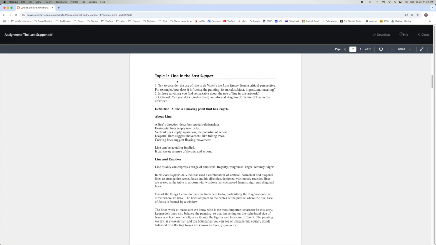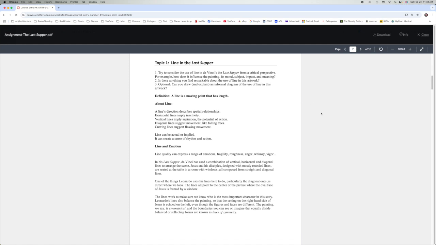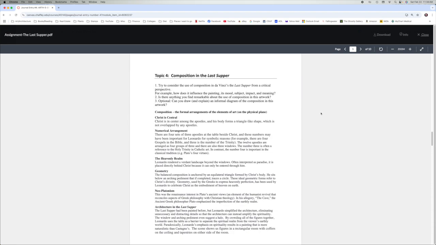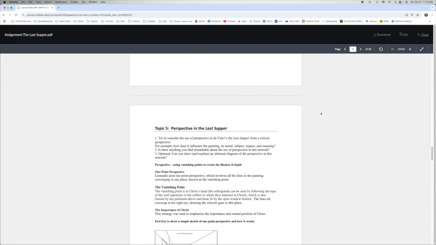There are 8 topics. You will choose 2 of these topics to answer the questions from. So topics might be about line, color, light, composition, perspective, and so on. You'll see that each of them has 3 questions. The third one is optional. Do not do the third one. Just do the first 2. That's what I'm looking for.